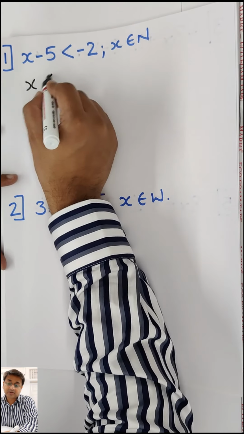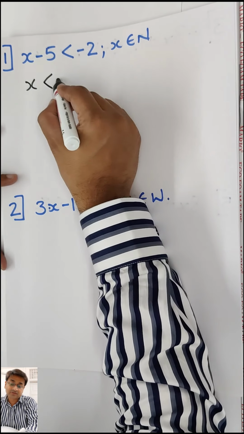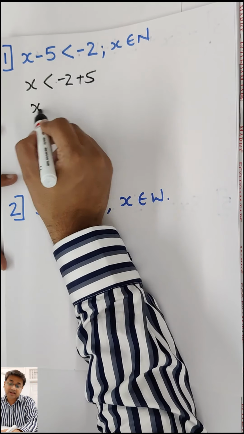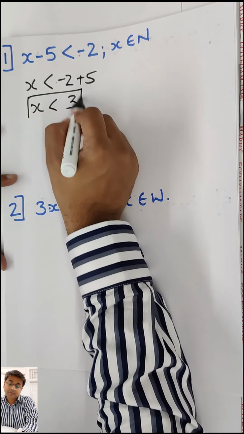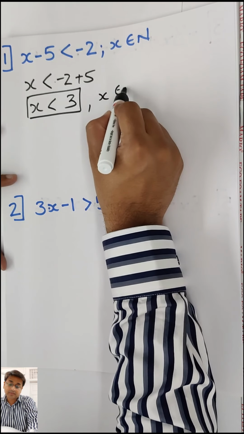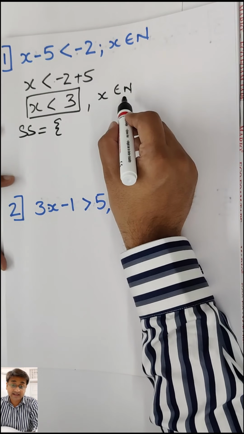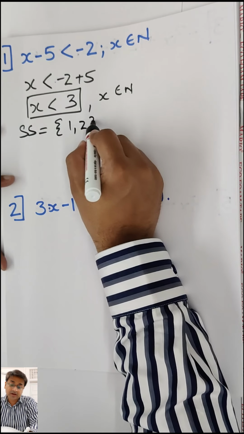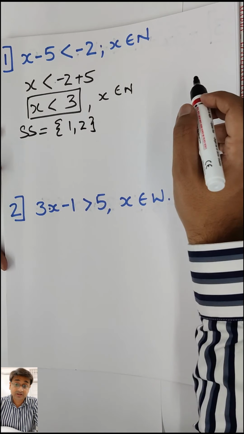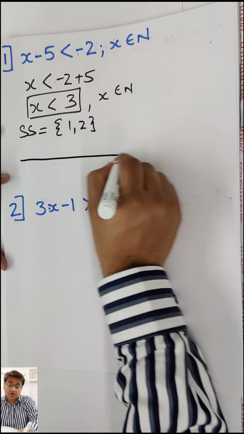So x smaller than minus 2 plus 5. So I shall get x smaller than 3. Now x belongs to natural numbers. So what is my solution set in this case? x is smaller but natural. So natural starts from 1 and 2. Can't include 3 because it is not inclusive. How will I draw it on the number line?